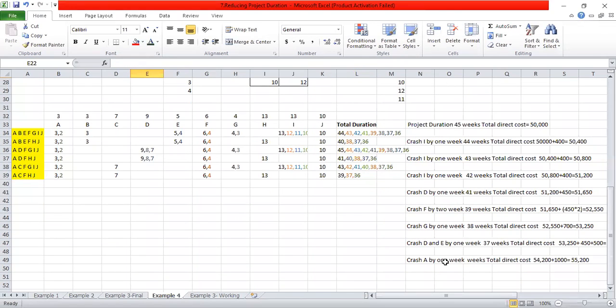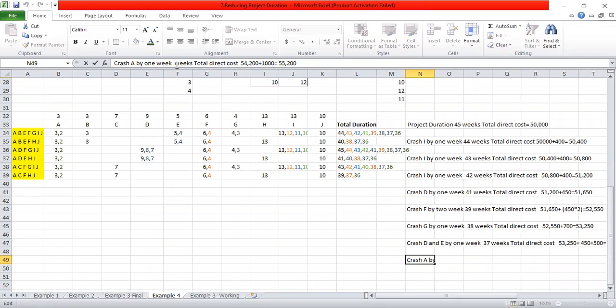So crash A by 1 week, we are remaining with 36 weeks, right? We are remaining with 36 weeks and the cost is 55,200.